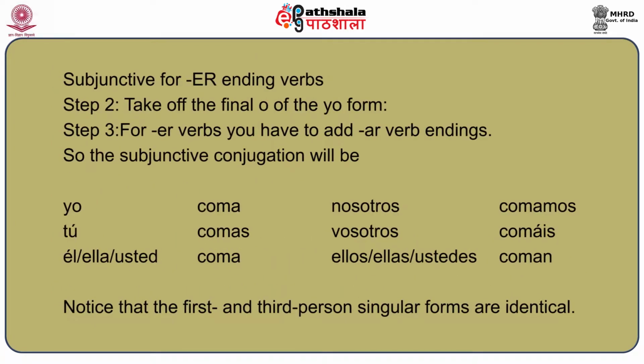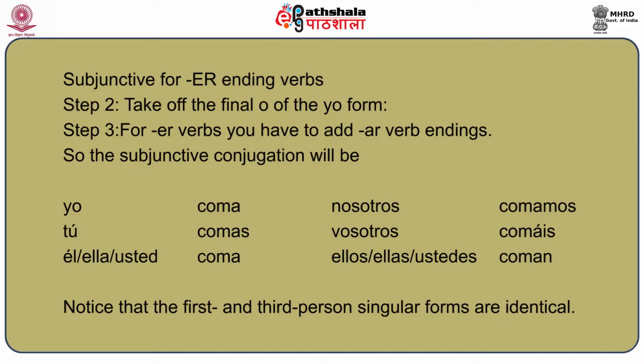In the case of the subjunctive conjugation with ER ending verbs, the same rule applies. First form of the ER ending verb comer, como. Second step, remove the final O of the yo form and then add the opposite endings of AR verbs to the stem com, and the conjugations will be yo coma, tú comas, él, ella, usted coma, nosotros comamos, vosotros comáis, ellos, ellas, ustedes coman.